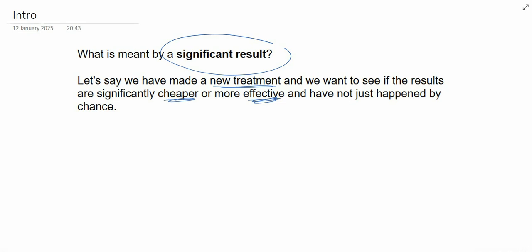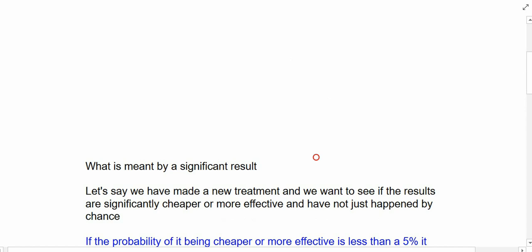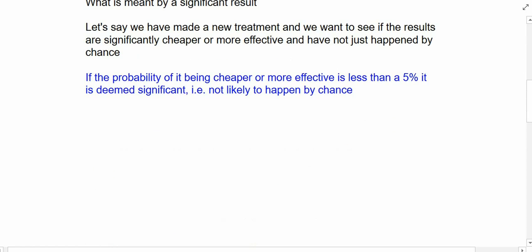We have a certain number of people, we treat them, and we see if it heals more people or is more effective. What we have to do is think of a cutoff: when are we going to say it's more effective or not? What is the probability of a certain result happening? So what we say is, if a result has less than a 5% chance of happening, that's pretty rare.